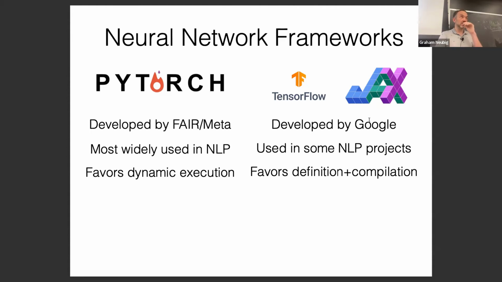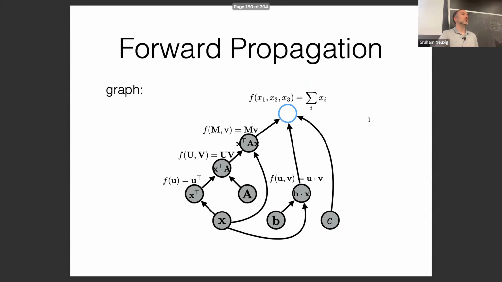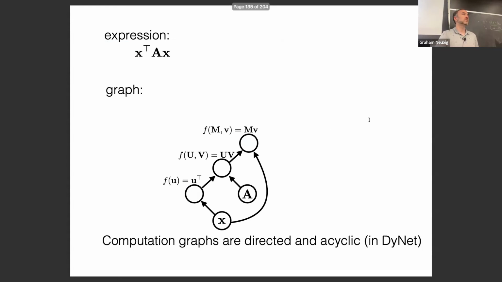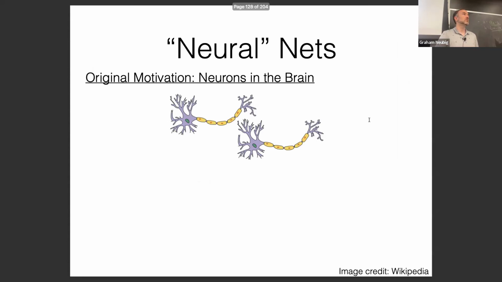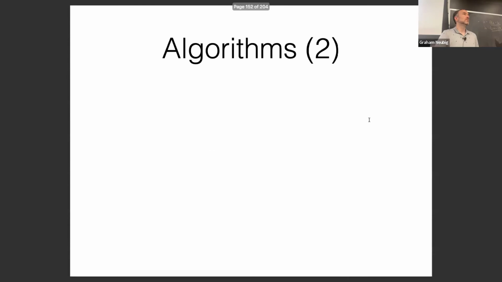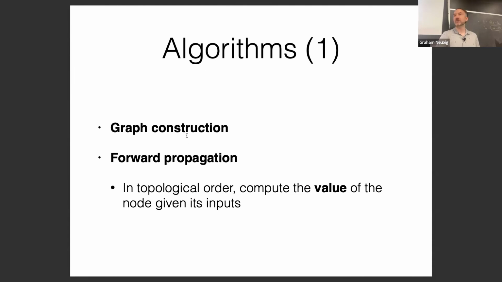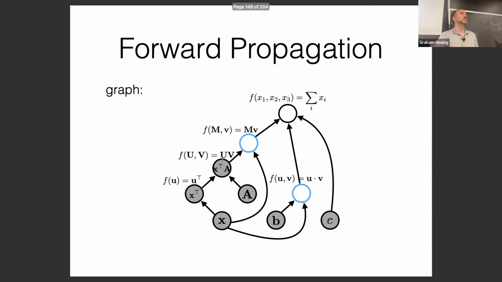PyTorch favors dynamic execution. What dynamic execution means is that in many cases in PyTorch, not all cases but many, you essentially redo this graph construction step every time. So every time we process a new example or a new batch of examples, we reconstruct the graph. And while we are reconstructing the graph, we calculate the forward values.